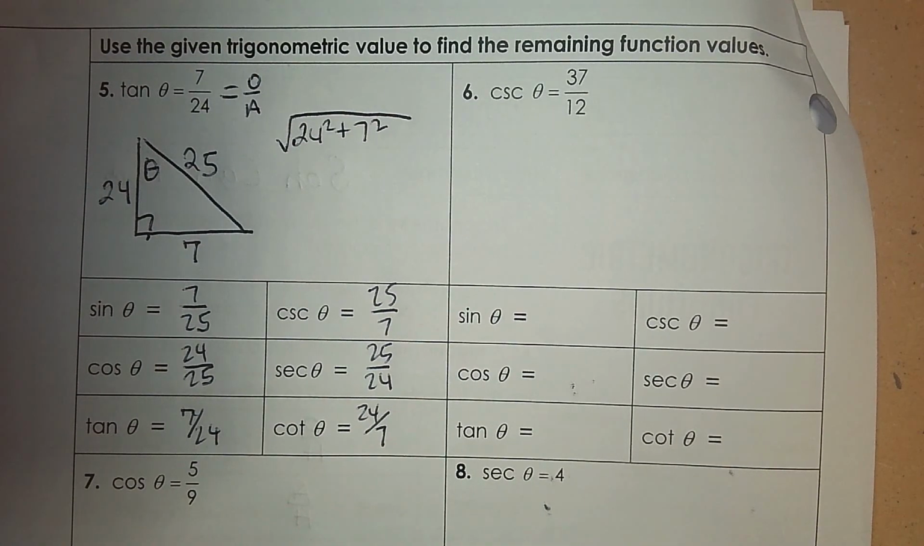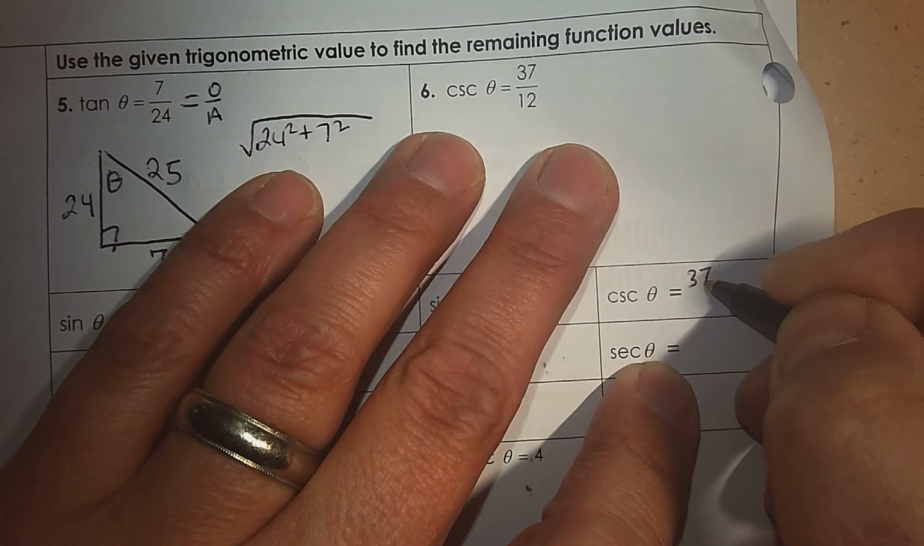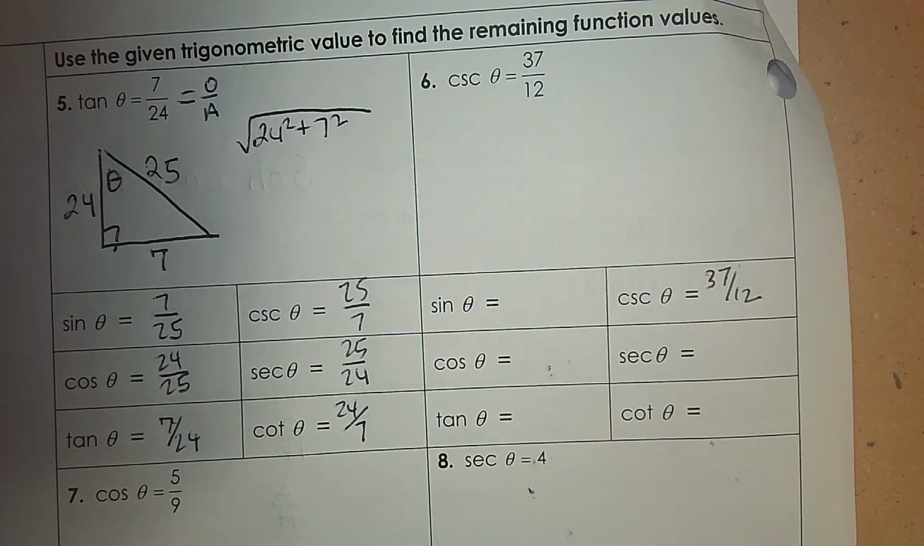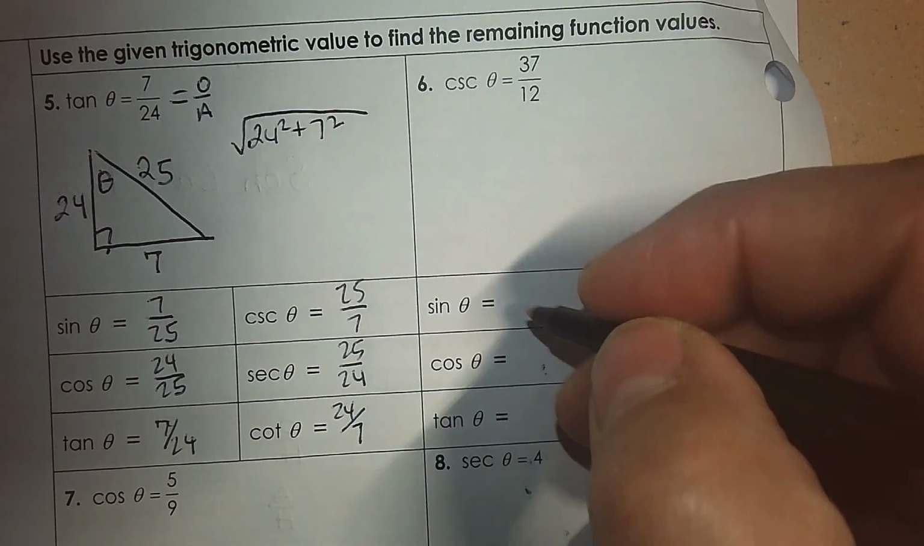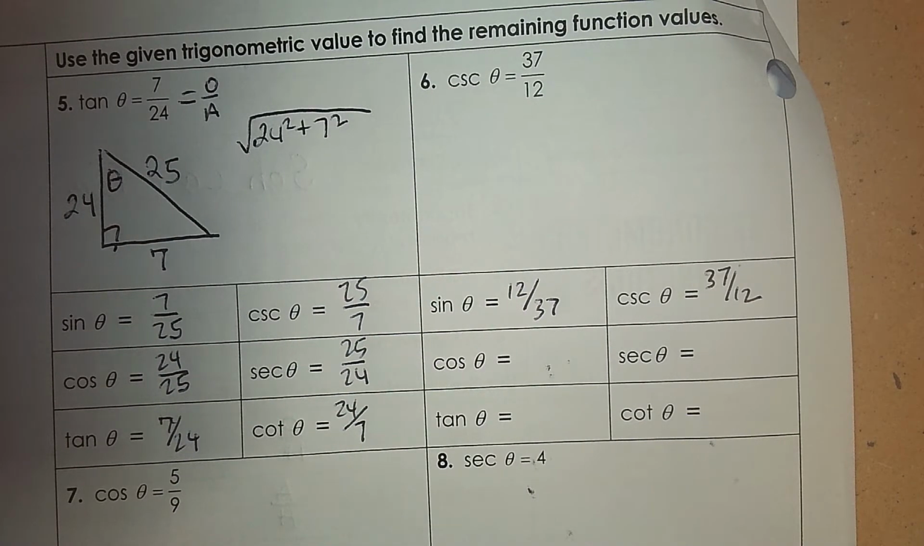All right, try number 6. If you are given one of the 6, so you know one of the 6, can you use that to find all the ones that are missing? You ready? Go. So what are you given in number 6? Cosecant. Hey, I'm just going to fill that in. 37 over 12. What else do I know right away? Sine. What's sine? 12 over 37. See how we know 2 right away? Now what are we going to do?